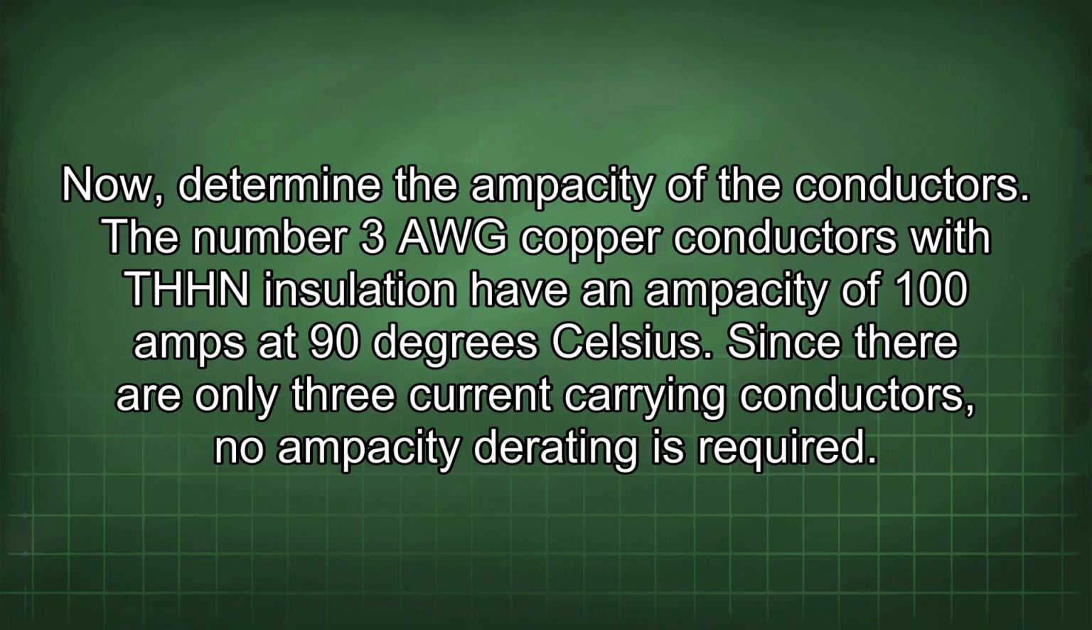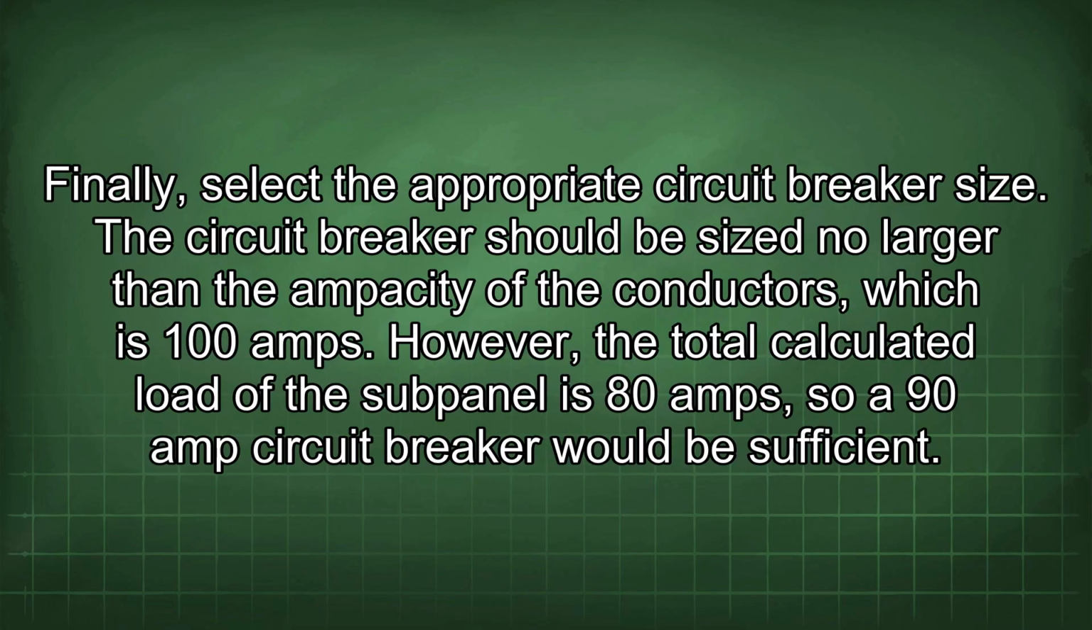Now determine the ampacity of the conductors. The number 3 AWG copper conductors with THHN insulation have an ampacity of 100 amps at 90 degrees Celsius. Since there are only 3 current-carrying conductors, no ampacity derating is required. Finally, select the appropriate circuit breaker size. The circuit breaker should be sized no larger than the ampacity of the conductors, which is 100 amps. However, the total calculated load of the subpanel is 80 amps, so a 90 amp circuit breaker would be sufficient.